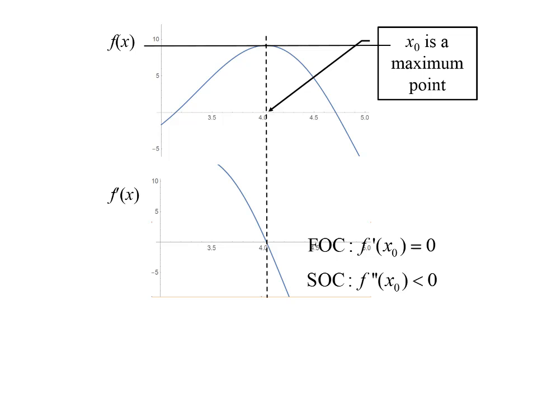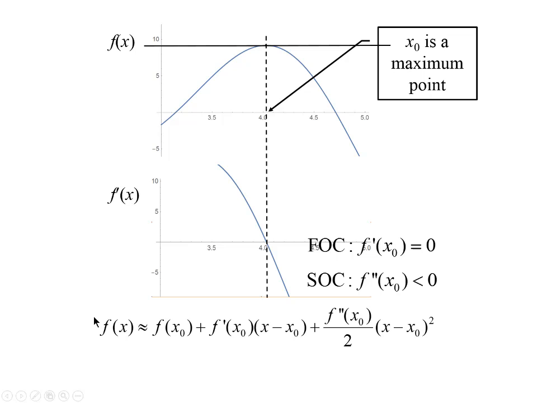Now, the second derivative, the sign of the second derivative, is established by looking at the tangent to the graph of the first derivative. Here, right at this point, the tangent is negative, so the second order condition would tell us that the second derivative should be negative. And again, the formal discussion of this fact is based on the Taylor approximation.